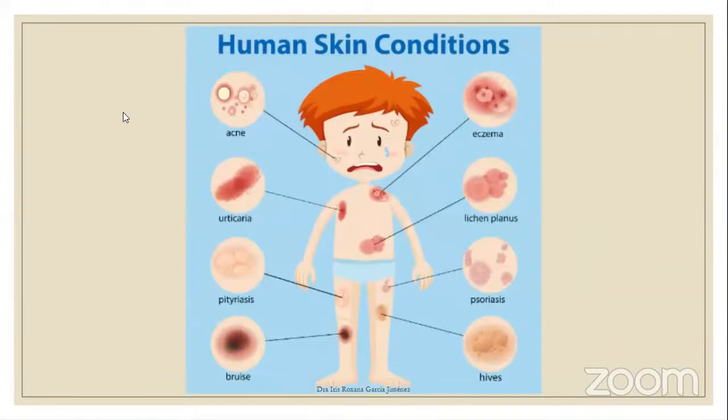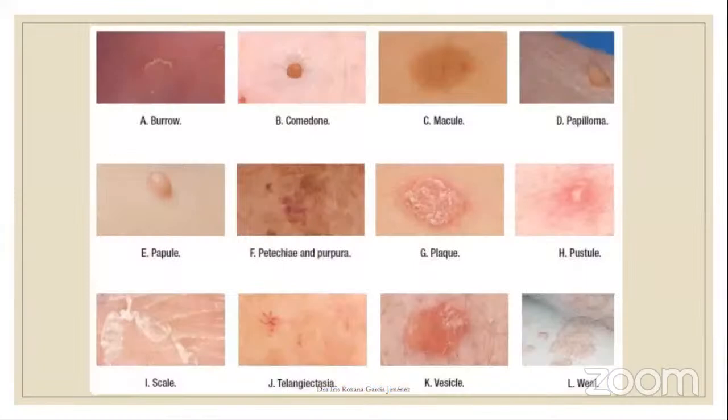More human skin conditions are these: acne, urticaria, pityriasis, bruise, eczema, lichen planus, psoriasis, and hives. Easy to catch. With the picture, I think it's easier, and all of these skin conditions are so common. Now let's go with pictures and the best way to catch the meaning of them. And of course, some skin lesions, some more details to memorize at this point.